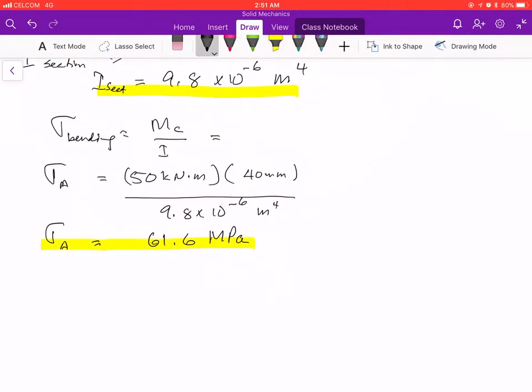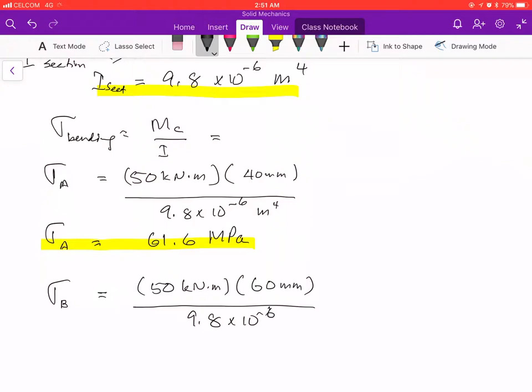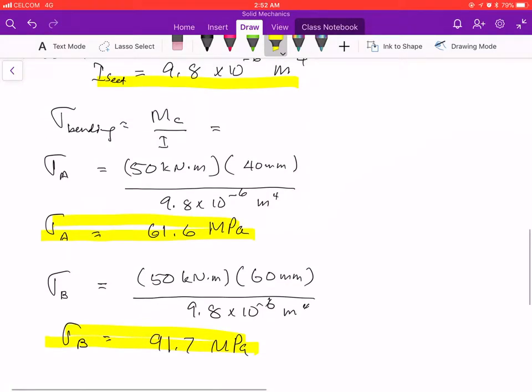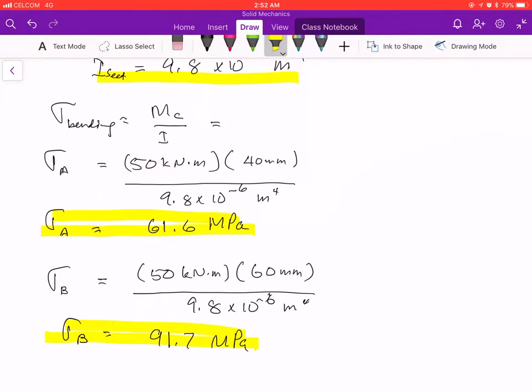Similarly, for the stress at point B, I will have 50 kilonewton meter, but my C now is 60 mm, and that also divided by 9.8 times 10 to the minus 6, and my normal stress, bending stress at point B is 91.7 megapascal. Okay, so that's the answer of how we want to go about finding the bending stress for a beam.